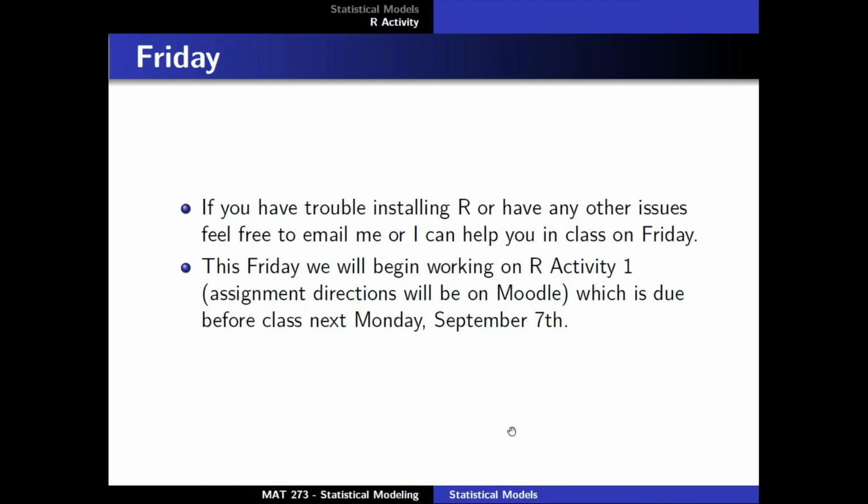So please come. Participation is worth points. Half the points of the R activity are just for showing up on Fridays and being there, so please make sure you are there. The assignment directions for the R activity will be posted to Moodle on Friday during class. This R activity, which you will submit via a Word doc through Moodle, will be due before class next Monday, September 7th, although we'll have time together on Friday to work on it. So thanks, and I look forward to seeing you all on Friday.